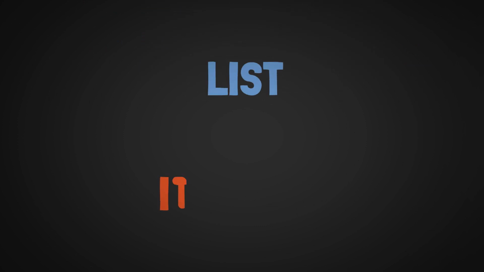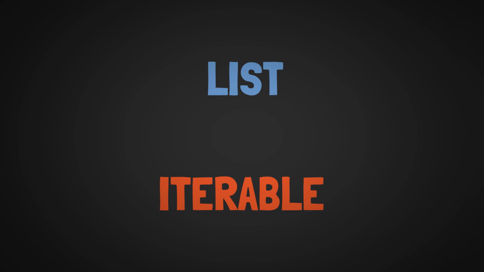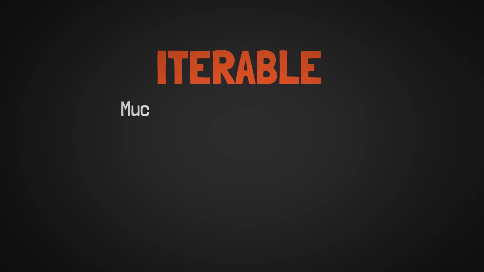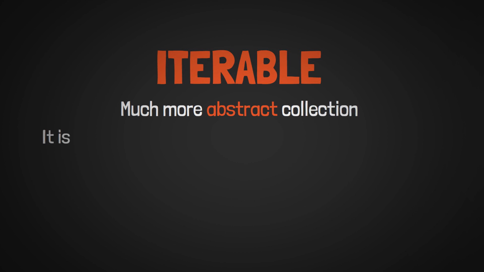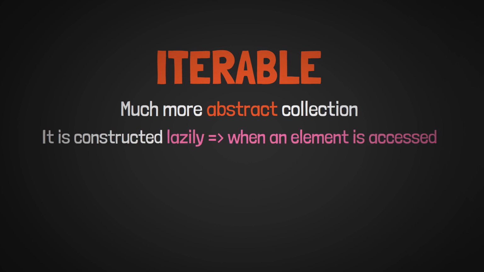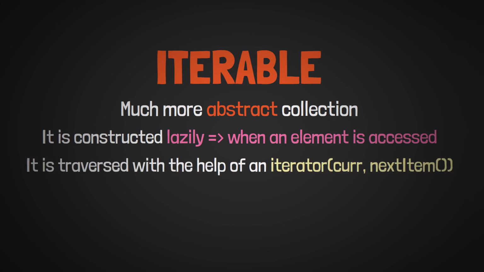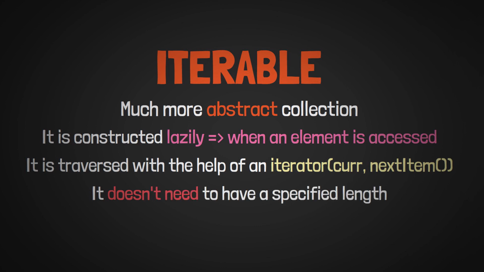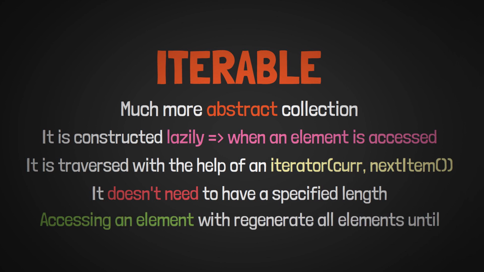So what's exactly the difference between a list or an iterable, you might ask? Well, an iterable is a much more abstract collection. It is lazily constructed, meaning that it will only generate its items whenever you access one of them. An iterable collection is being traversed with the help of an iterator, which is just a helper containing the current element it's at, and also a function that will let it advance to the next element. Therefore, an iterable doesn't need to have a specified length. It's potentially infinite, as in order to access an element, all of the elements are always regenerated with an iterator until it finds the one you're looking for.